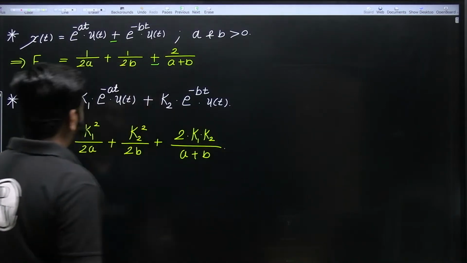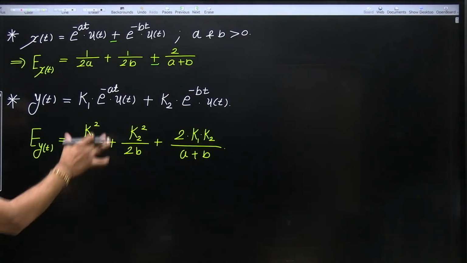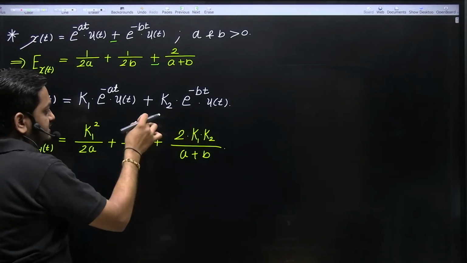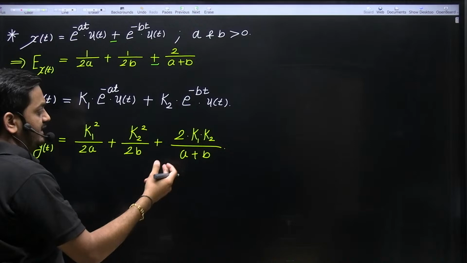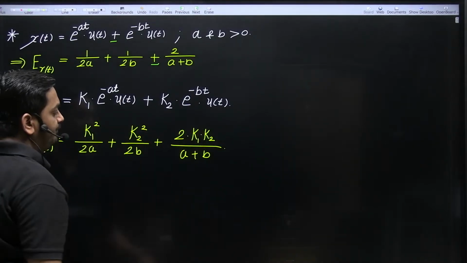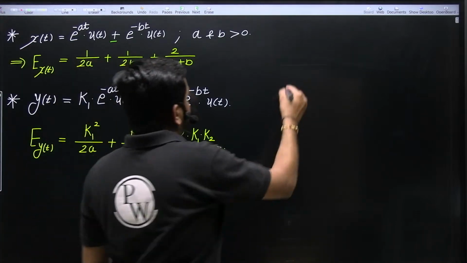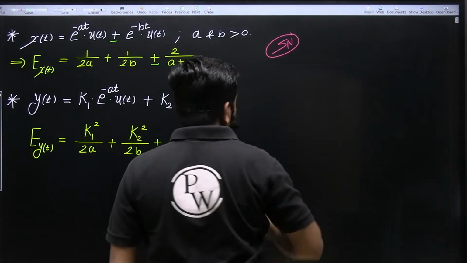Is this clear? This is a very, very important concept. Directly you can find it. The energy of the first signal is k1 square upon 2a, the energy of the second signal is k2 square by 2b. Now the last term is 2 times k1 into k2 divided by a plus b. This thing you have to write in your short notes.